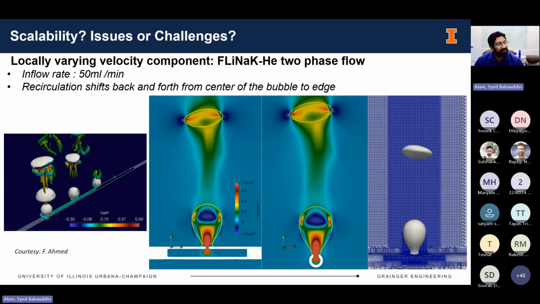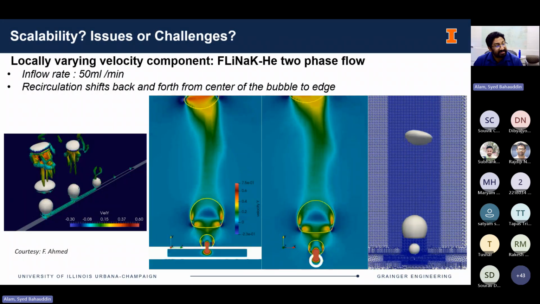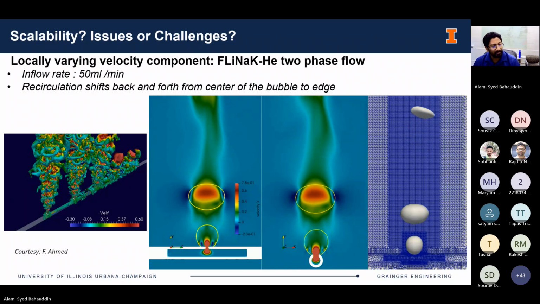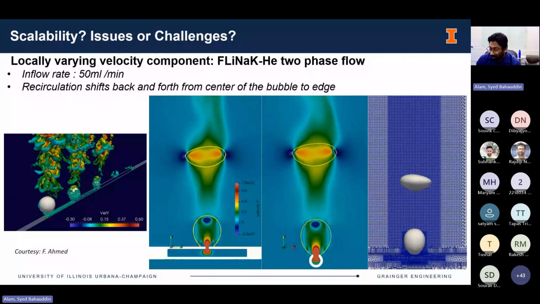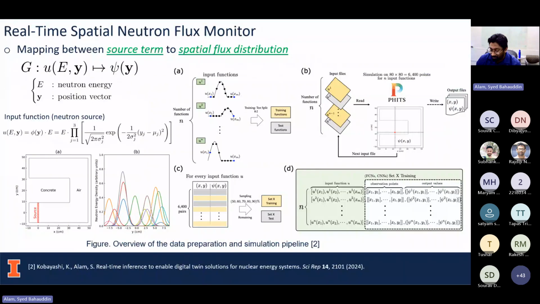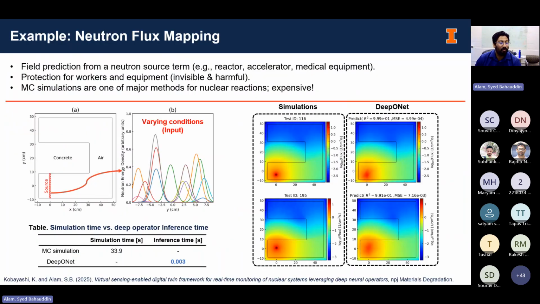The point I'm trying to make is about scalability issues or challenges: can you capture those things with scientific machine learning, or whatever algorithm you're talking about? So we started with a complex problem. It's still a toy, but complex. We started with something very fundamental, a vanilla DeepONet without any change, on a reactor shielding problem. We have concrete and air, and we want to see, given the neutron source, how we can map it to a spatial flux distribution over the system.